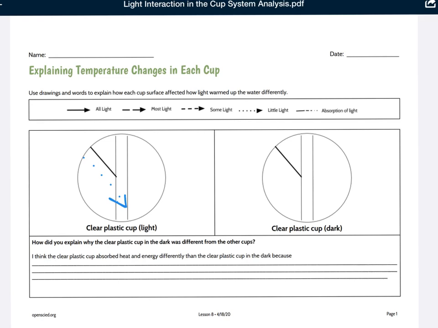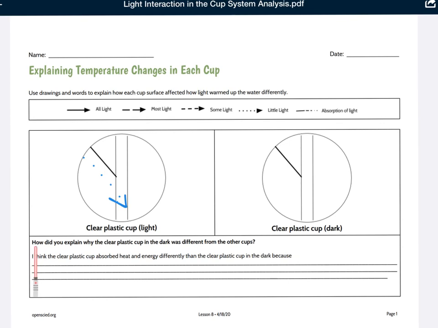So what you're going to do on each of these models is make a prediction of how much light you think is getting through and how you think it's absorbing. After you've drawn that out on both models, after you've shown what you think on this model and also this one where no light is theoretically getting through, then you come down here and answer this question. It says, how did you explain why the clear plastic cup in the dark was different from the other cups? So it's asking you to compare why our data was different for the clear plastic cup versus the clear plastic cup that wasn't exposed to any light.